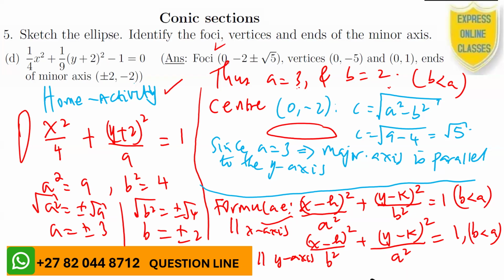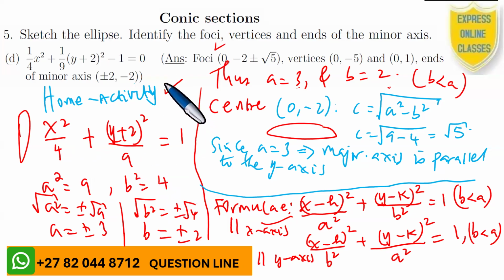Since the lecturers use the same book, they will expect you to do things in the same way. They cannot expect, if a student is going to say a squared is 4 and b squared is 9, they might mark you wrong. They might mark you wrong because the textbook is saying the biggest one is a. So why are you saying b is the biggest one?